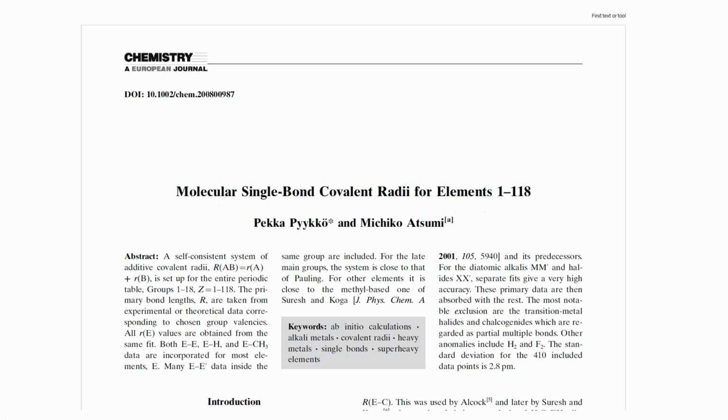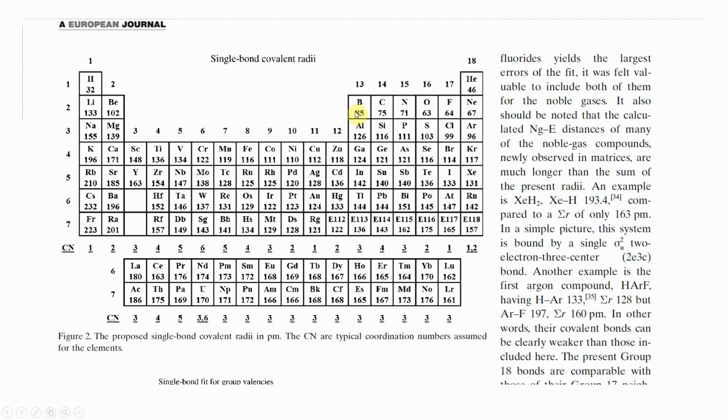In this paper they give the periodic table. We can use that periodic table to compare our experimentally observed or DFT results. Okay, so this is that periodic table. This is the single bond covalent radii, in units of pm. This is not in Angstrom, so we can convert into Angstrom by dividing this value by 100. If you divide by 100, you will get 0.32 Angstrom.